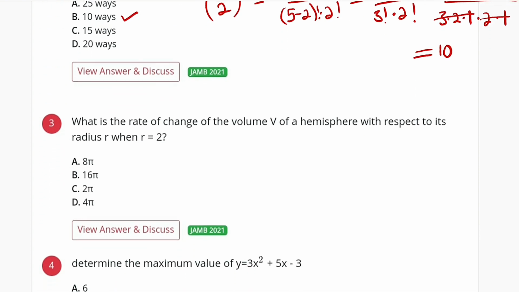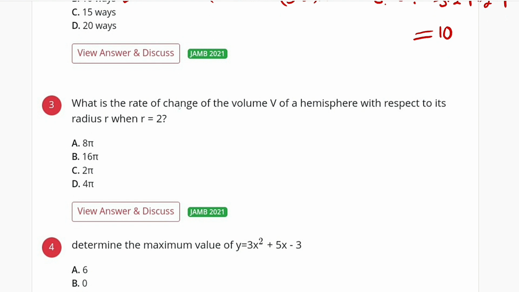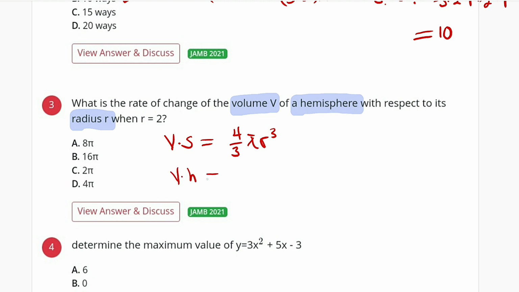Moving on, question number 3. The question reads, what is the rate of change of the volume, V, of a hemisphere with respect to its radius when the radius is equal to 2? Remember that the volume of a sphere is equal to 4 divided by 3 pi r to the power of 3. But a hemisphere is just half of a sphere. Therefore, the volume of a hemisphere is equal to 2 divided by 3 pi r to the power of 3.